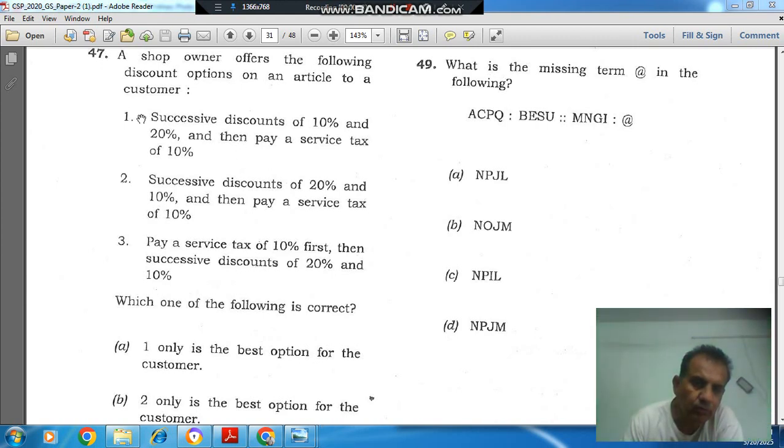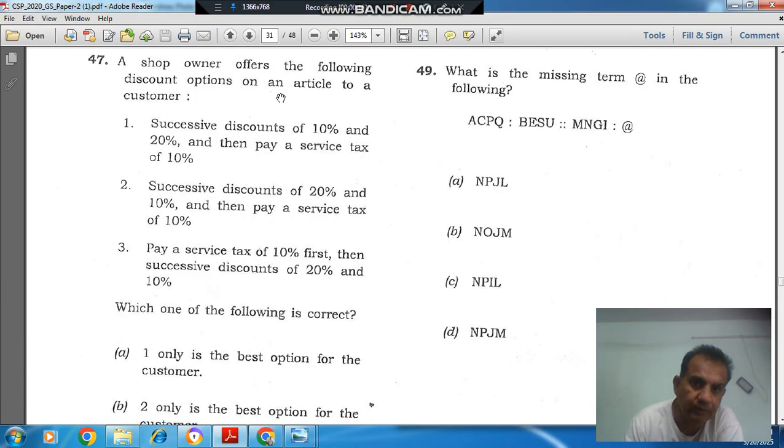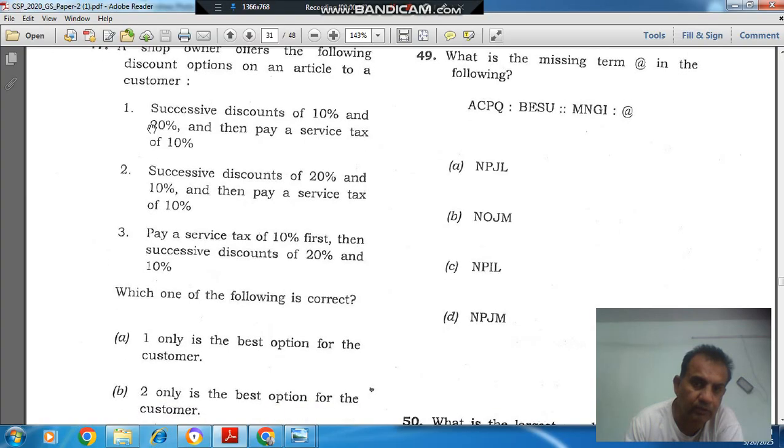Hello, welcome again. We are solving Journal Study Paper 2 of year 2020 of Civil Services exam, which is also called CSAT. Question number 47 is: a shop owner offers the following discount options on an article to a customer.